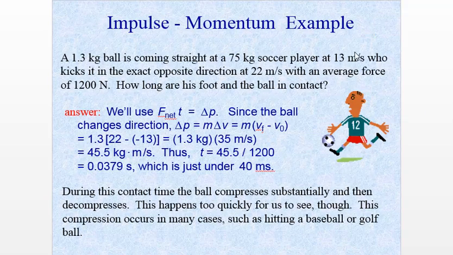This is a sample connection between impulse and momentum. If we have a 1.3 kilogram ball coming to strike a 75 kilogram soccer player with speed 13 meters per second, who kicks it in the exact opposite direction at 22 meters per second with an average force of 1200 Newton. How long are his foot and the ball in contact?